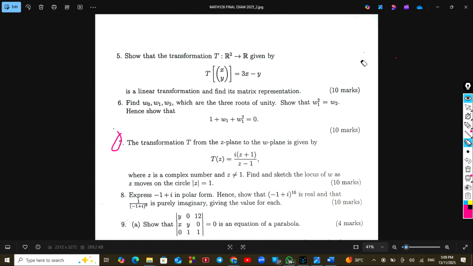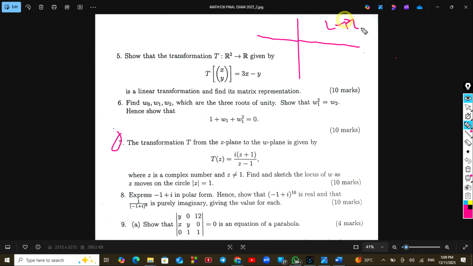So T of z is equal to i bracket open z plus 1 all over z minus 1. So we have two planes. We have the z plane. So let's say this is the z plane, and a transformation which transforms the z plane to the w plane.